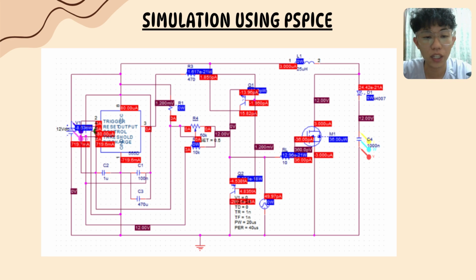So the output voltage can be properly adjusted due to the function of the potentiometer. A higher duty cycle results in a higher voltage.